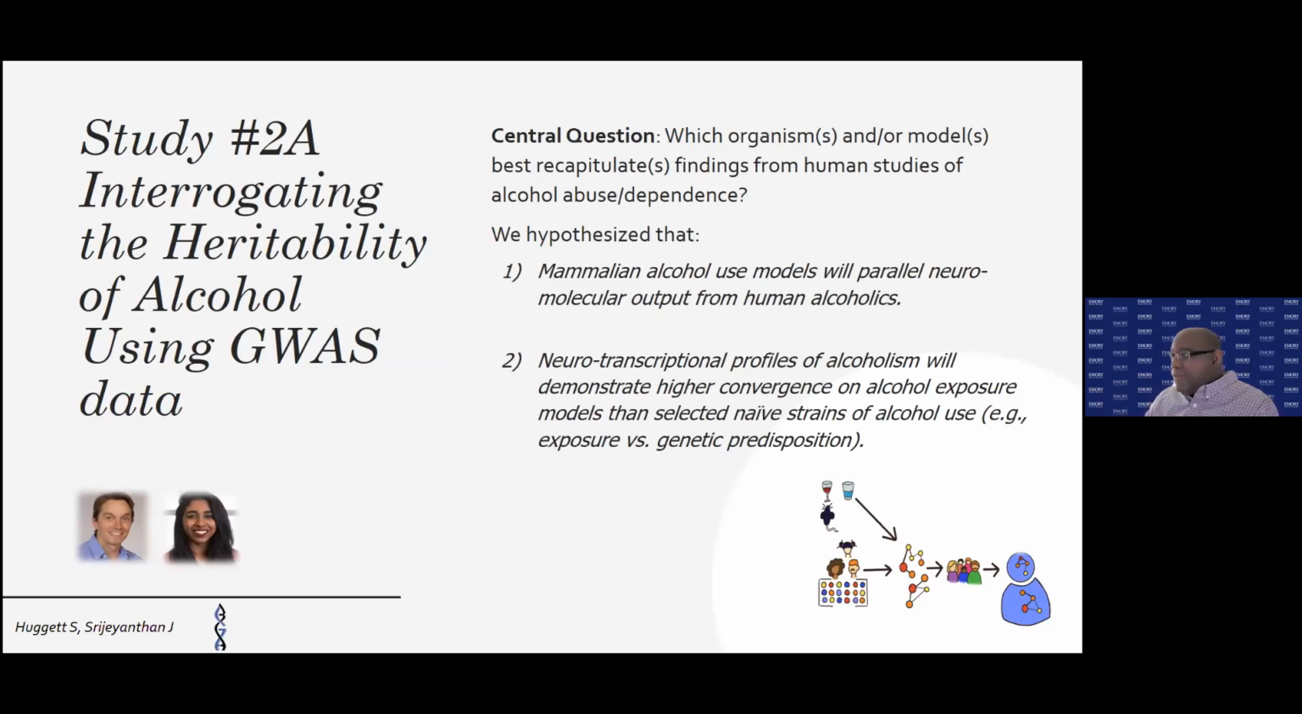For this study, we hypothesized that mammalian alcohol use models would parallel neuromolecular output from human alcoholics. So these are individuals who were drinkers who would have neurotranscriptional profiles. The second hypothesis was that neurotranscriptional profiles of alcoholism would show higher convergence on paradigms of alcohol exposure, as opposed to naive strains of alcohol use. These are strains that were selected for drinking, but not necessarily exposed. So this is the idea of the transcriptome driven by exposure versus genetic predisposition.